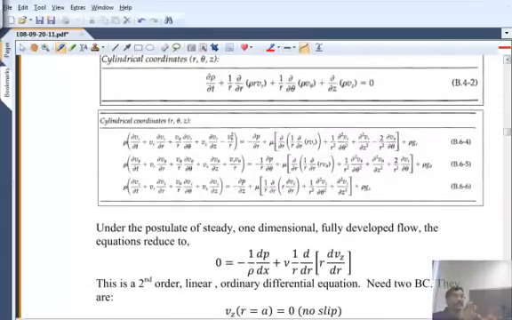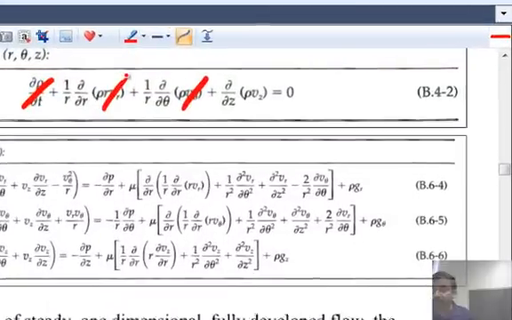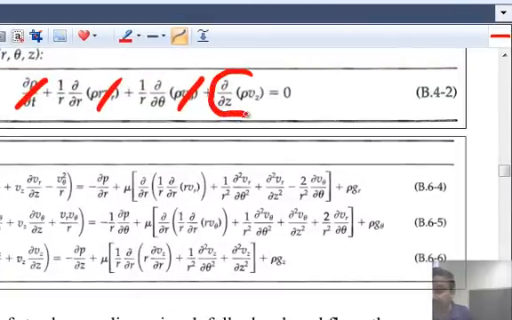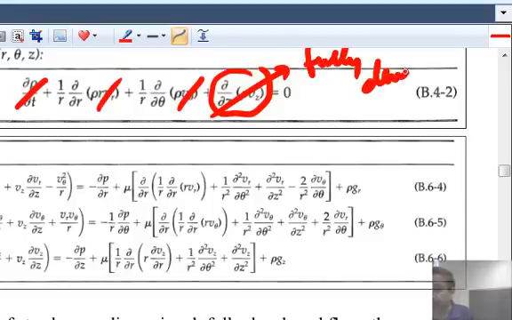And at this stage you open up your appendix and look at the equations of motion in cylindrical coordinates. In this case it is steady flow, and V theta is 0, Vr is 0, and Vz, the axial flow, is not a function of z. It's fully developed, so that derivative is 0.